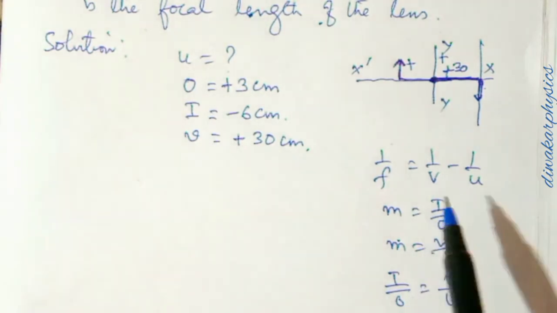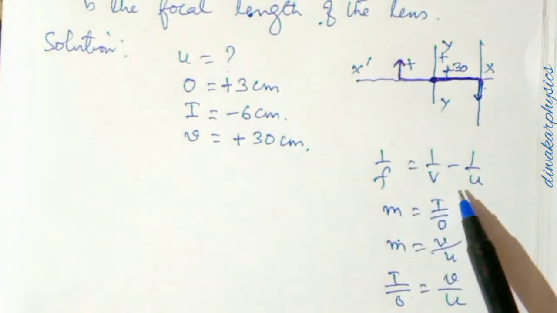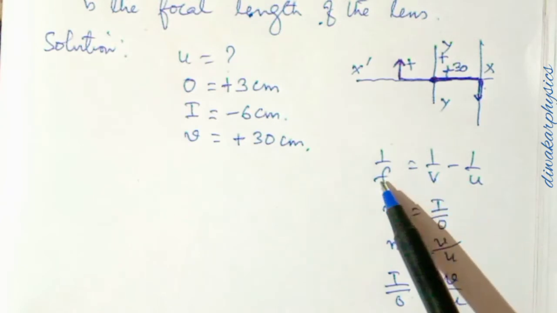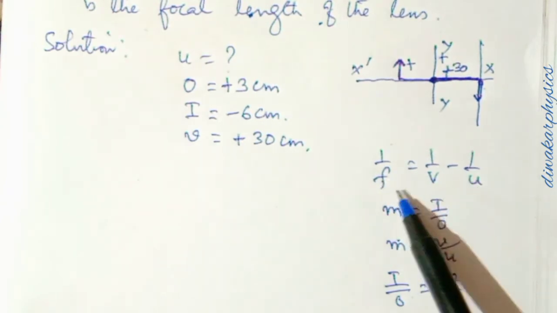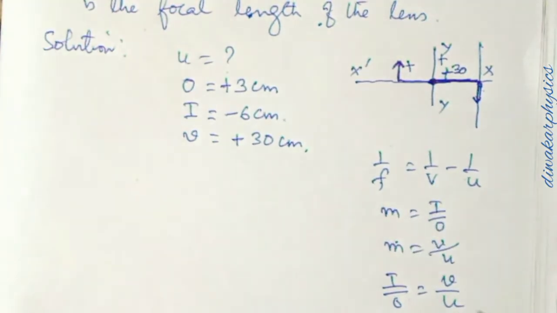We cannot use the lens formula at this moment because focal length is not given and u is also not given, so two variables are there, so you cannot solve using this. But here you can see I is given, o is given, v is given, then you can find u. So that's why use this formula.